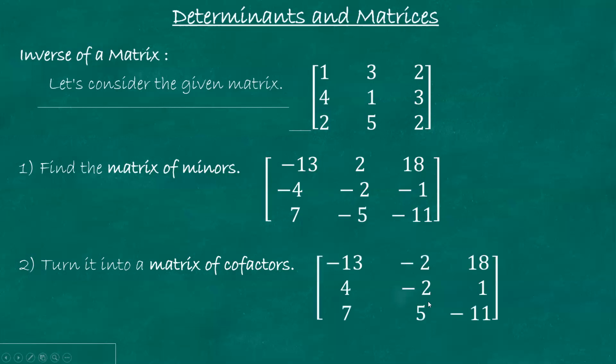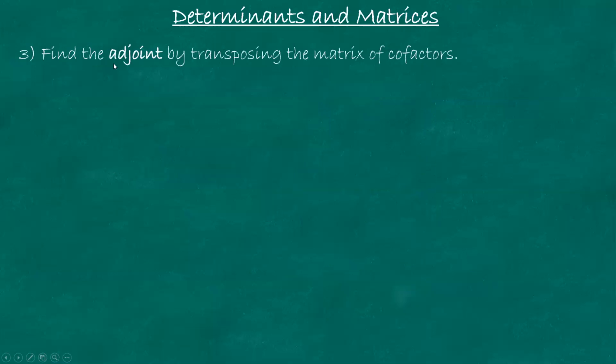Mo ni siya ang matrix of cofactors. Tanawa ni 5. Tama na, plus, minus, plus, minus. Pero negative man daan, positive. Tara? So, mo ni siya ang matrix of cofactors. Dali rin no? Next, pangitaon ng adjoint.